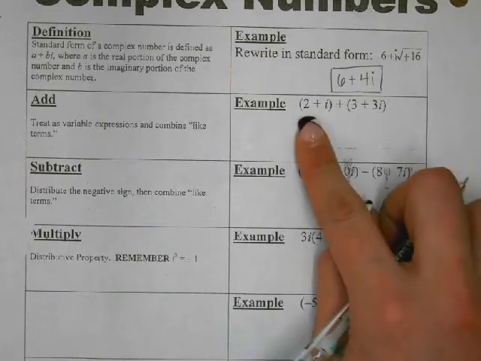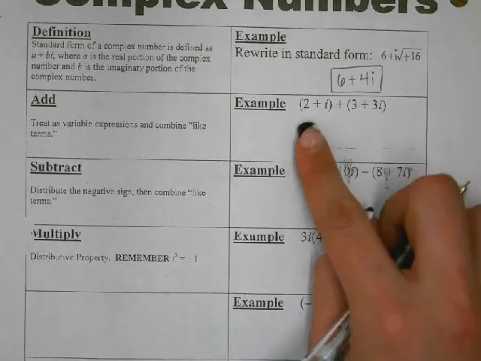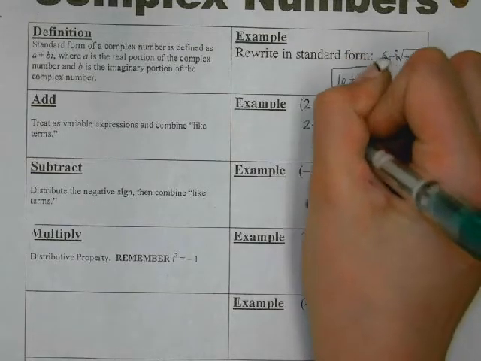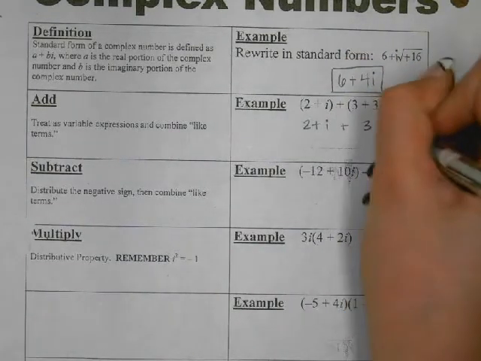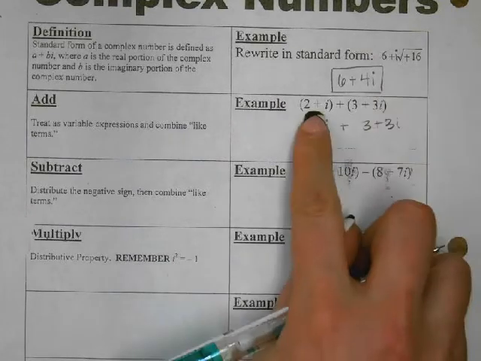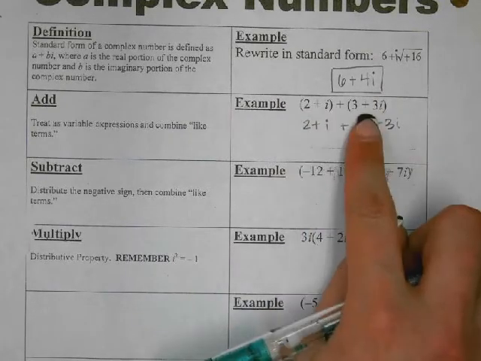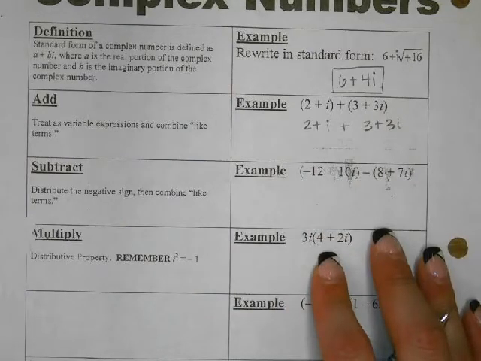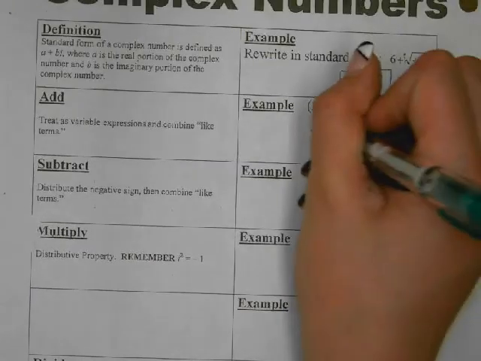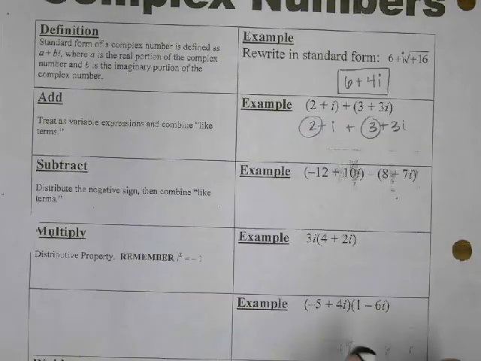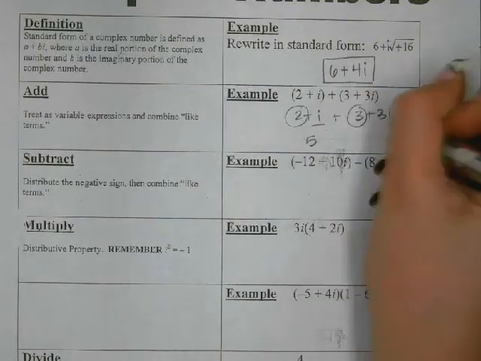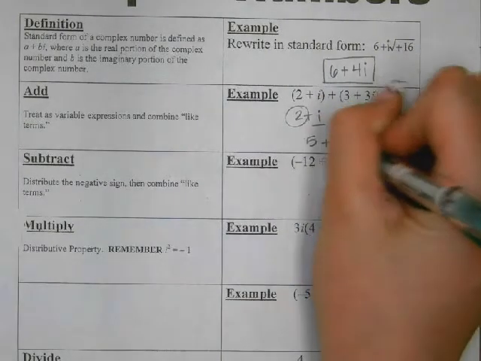So here, since we're adding, there's no number to distribute to the parentheses, there's no negative to distribute, so those parentheses were unnecessary. They just used them to say that this represented the first complex number, this represented the second complex number. So I can go ahead and rewrite that problem without parentheses, and then I can just combine my like terms. So 2 plus 3 gives you 5, and i and 3i makes 4i.